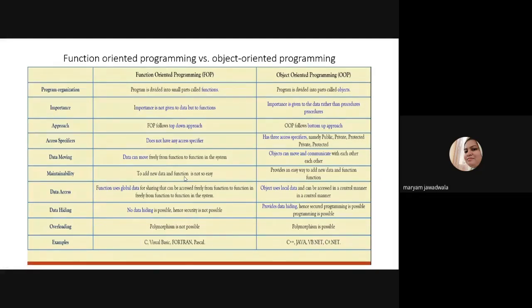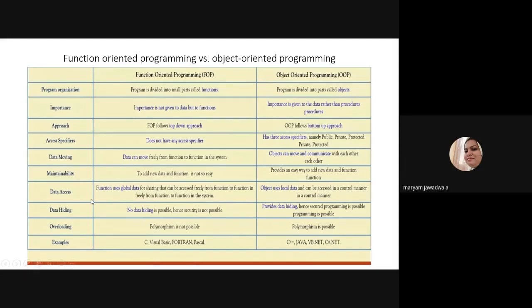Not easy in case of function oriented programming. Suppose you want to add some new things in your program, or some new functionality you need to write, then you need to modify your entire program in C. But what happens in object oriented programming? In object oriented programming, you can add or modify your data very easily, right?